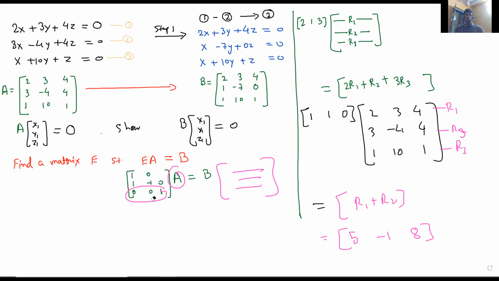The first row in that output is a combination of the rows of A, and how to combine them is given by this 100. This means take 1 times the first row, don't take anything else, and that's the first row of the output. And similarly, this tells you what will be the second row of the output. So any questions?